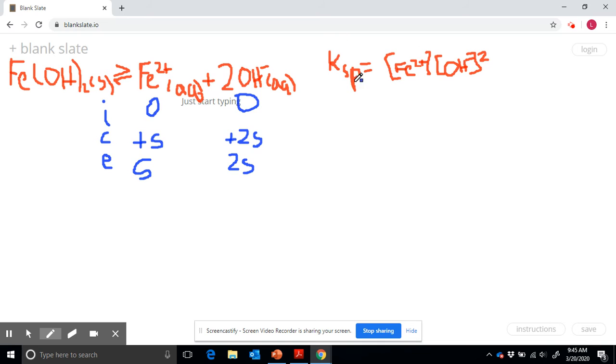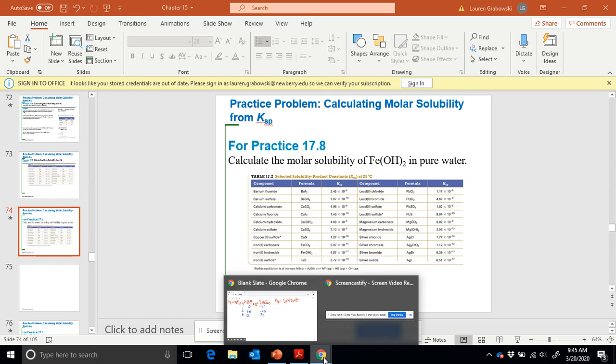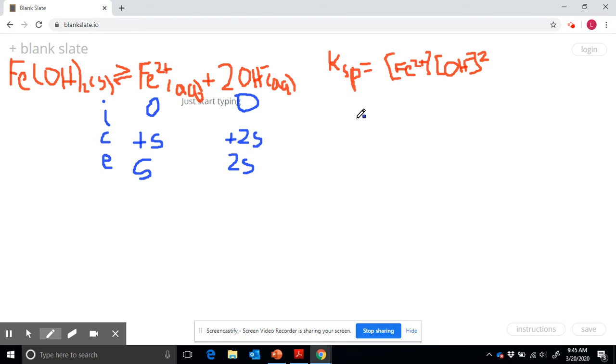So first, let's look up our KSP value. So pull back up the chart with the KSP values. If we do that, we find that our KSP value is 4.87 times 10 to the negative 17. That equals, let's plug in our iron 2 plus, we're going to plug S in here. And then for our hydroxide, let's plug in our 2S. Once again, that 2S is going to be squared still because we had that hydroxide squared up here.